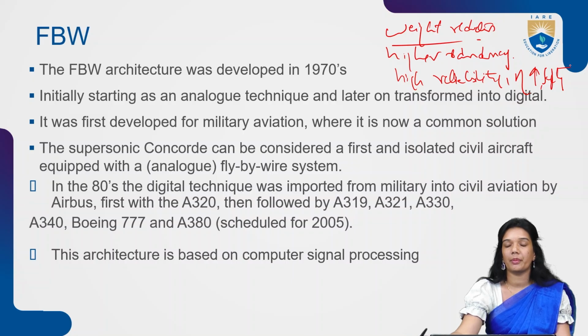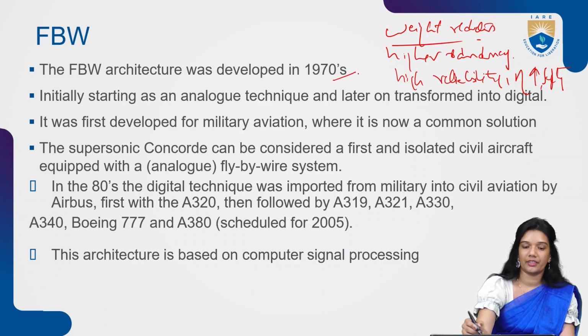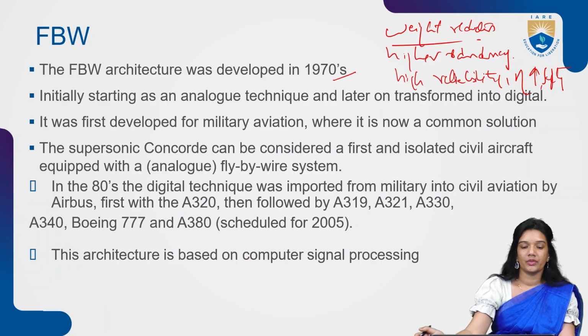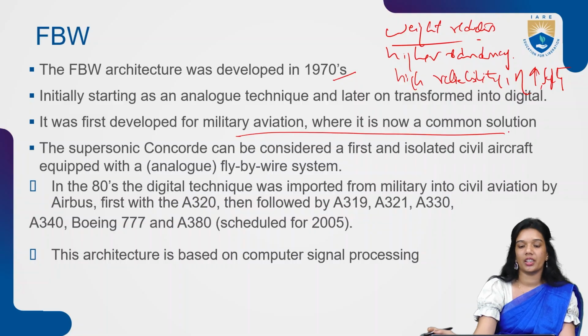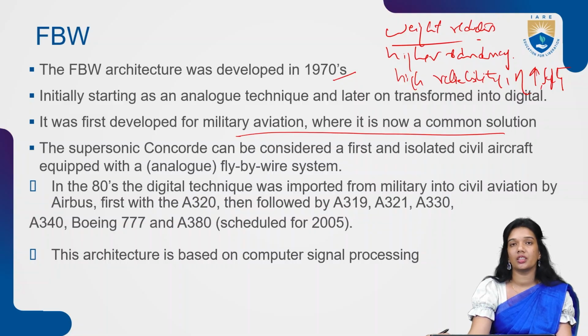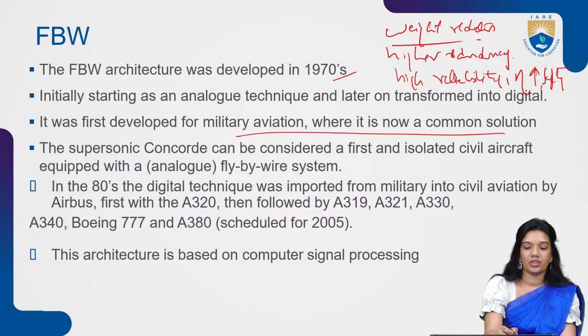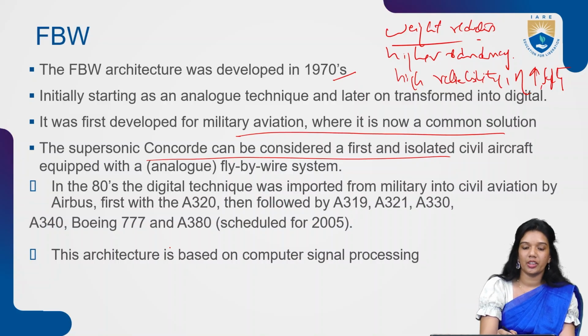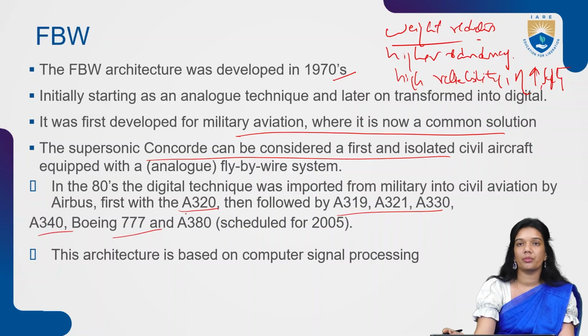So fly-by-wire brought its own great advantages, and this was developed in the 1970s. Initially there was an analog technique, but then it completely transformed into digital. It was first seen in military aviation because it made things easier. The supersonic Concorde is considered the first and isolated civil aircraft with fly-by-wire systems. This was then followed in the Airbus A320 and all other Airbus series, and also in the Boeing 777.